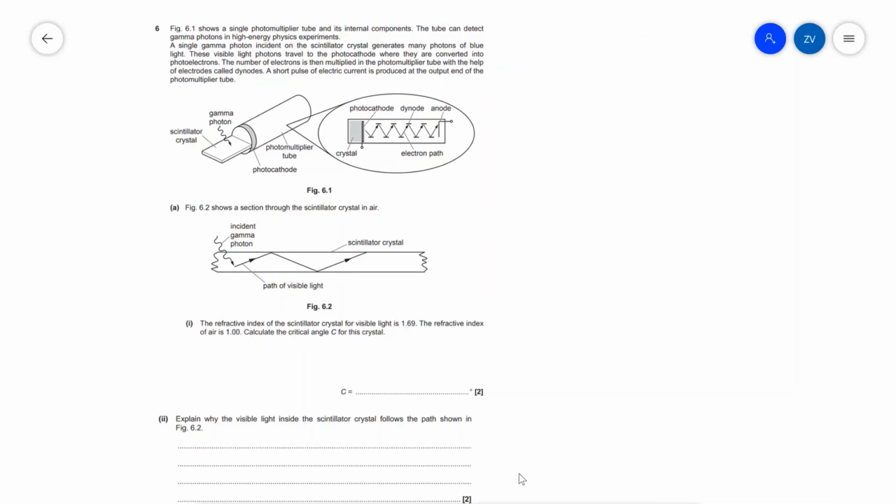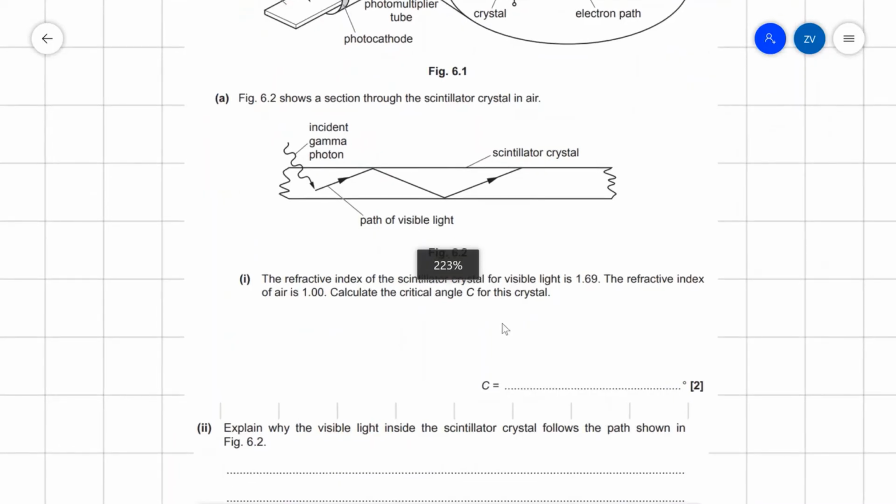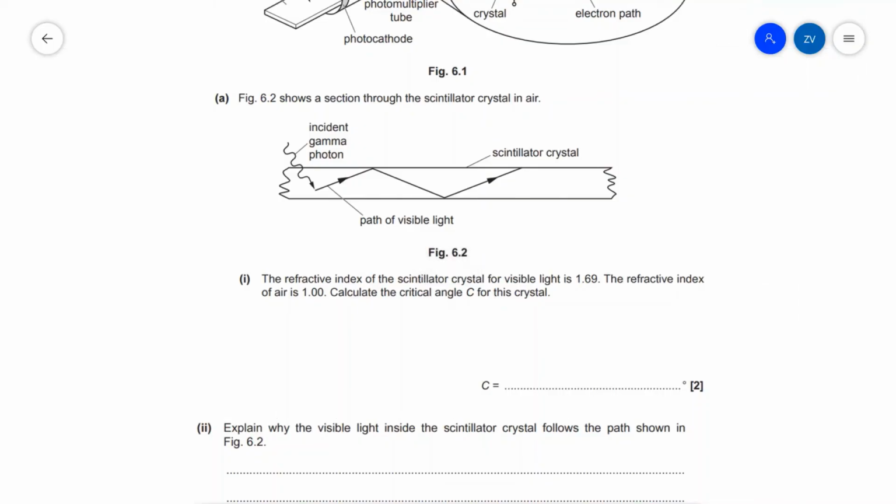Okay, folks, so let's have a go at the last question of this paper, which is about a photomultiplier tube. We have quite a lot of information over here. We have an incident gamma photon, and we have some visible light as well. Now, the refractive index of the scintillator crystal for visible light is 1.69. The refractive index of air is 1. Calculate the critical angle for this crystal.